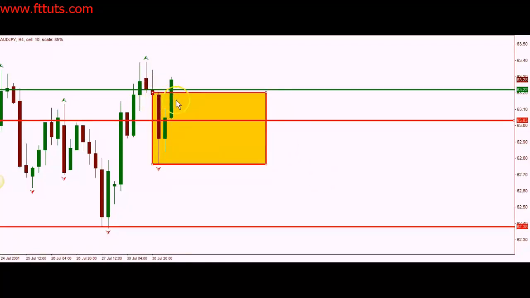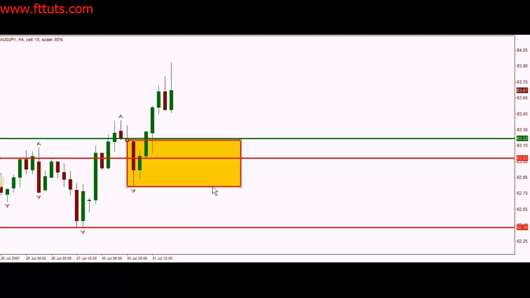So to be sure, and this isn't even 100% confirmation, but it gives you a little bit higher probability if you close above this high or break above this high, and we enter the market there. All right, so now we moved our stop loss up to this point, and so let's see what this market does.